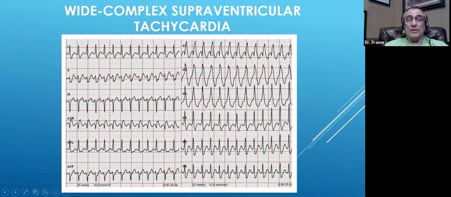Now, when you look at this rhythm that I'm showing you up on the screen right now, a wide complex supraventricular tachycardia, and you give 150 milligrams of amiodarone over 10 minutes, it will convert the supraventricular tachycardia. In other words, amiodarone is safe in both types of arrhythmias.